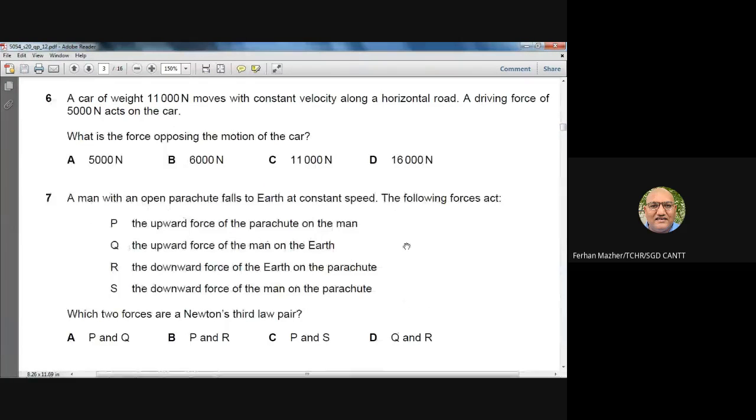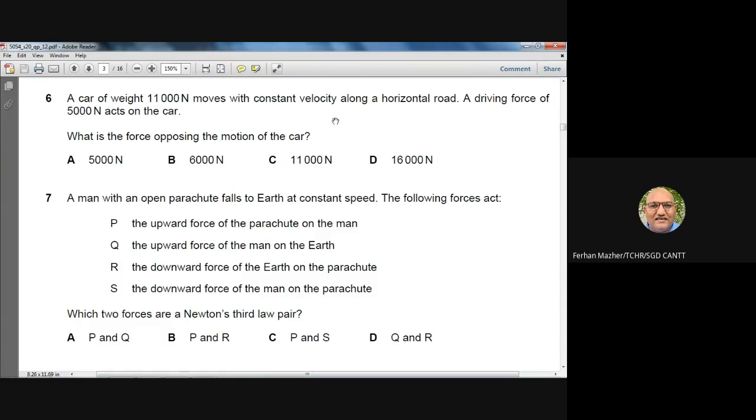A car of weight 11,000 Newton moves with constant velocity along a horizontal road. A driving force of 500 Newton acts on the car. What is the force opposing the motion of the car? You see, the car of weight 11,000 Newton moves with constant velocity along a horizontal road. When an object is moving with a constant velocity, the driving force and the resistive force are equal to each other.